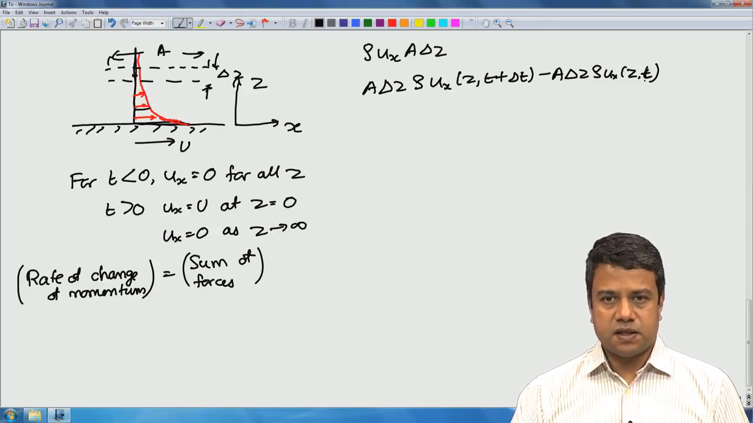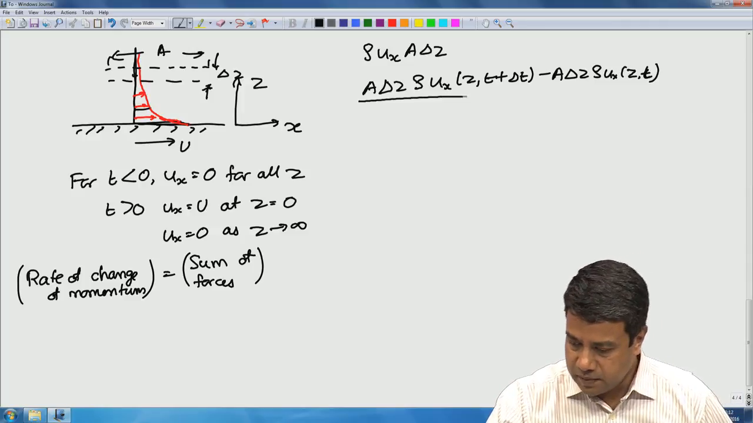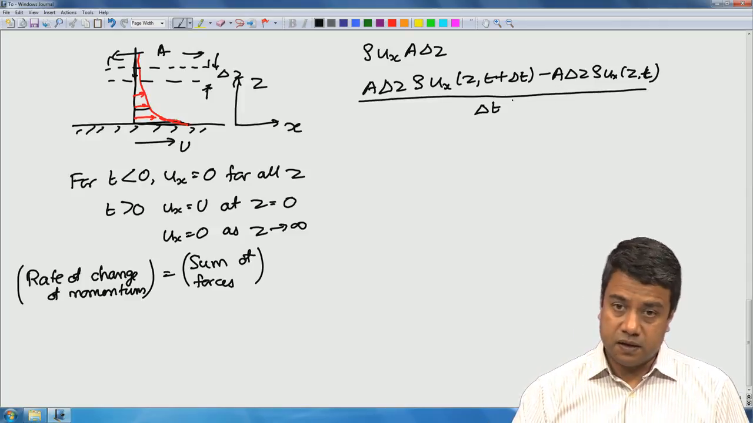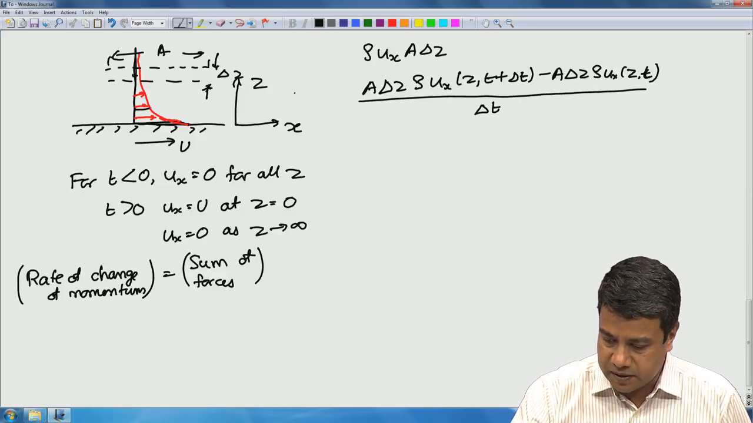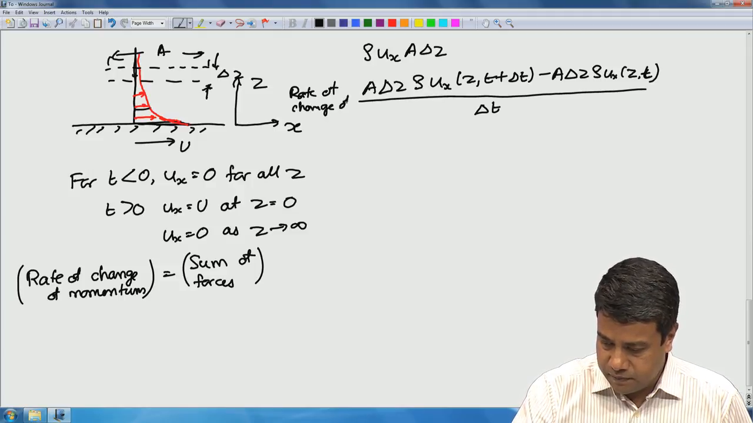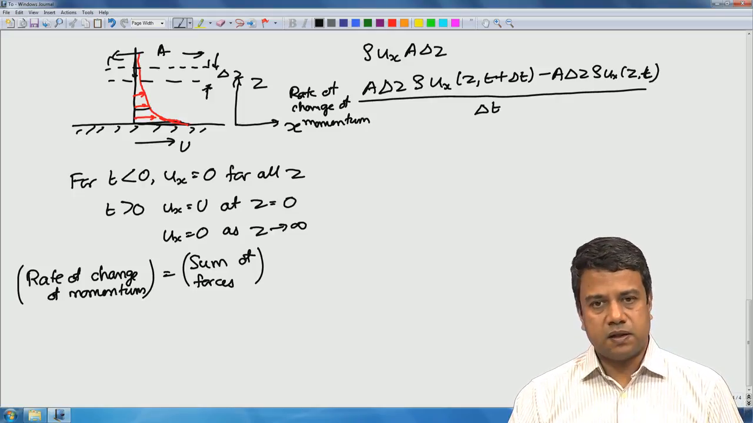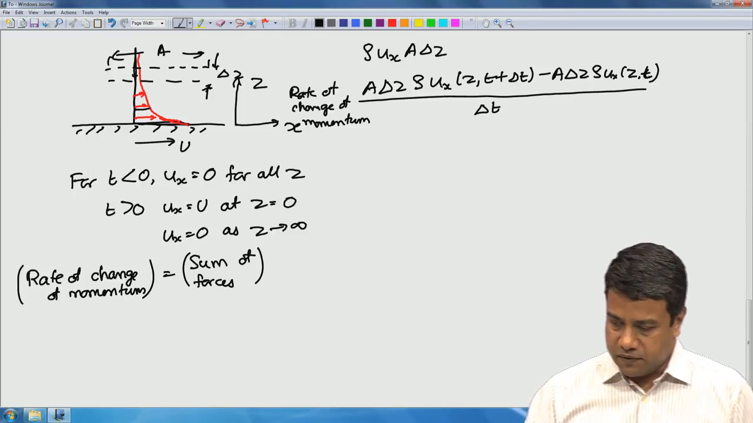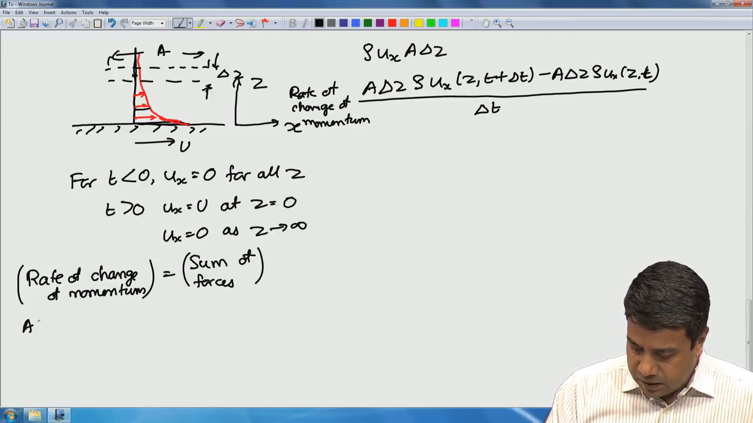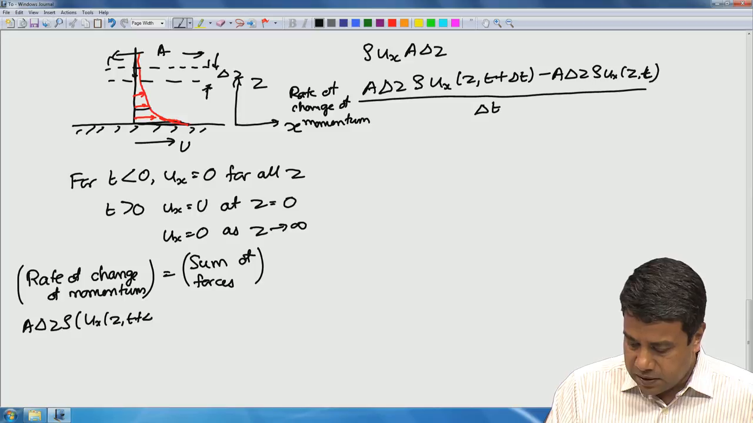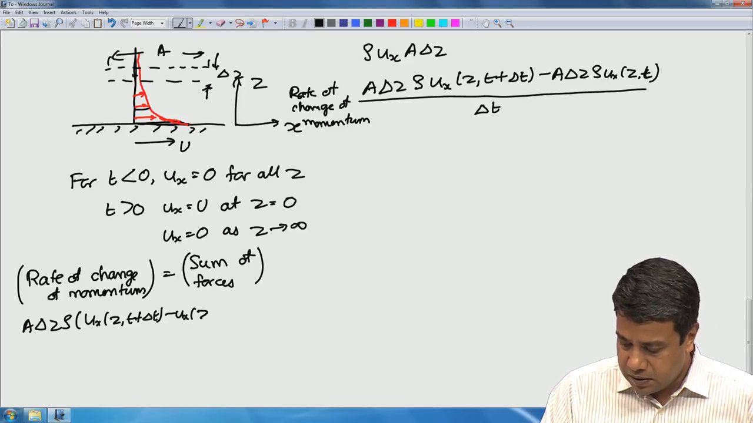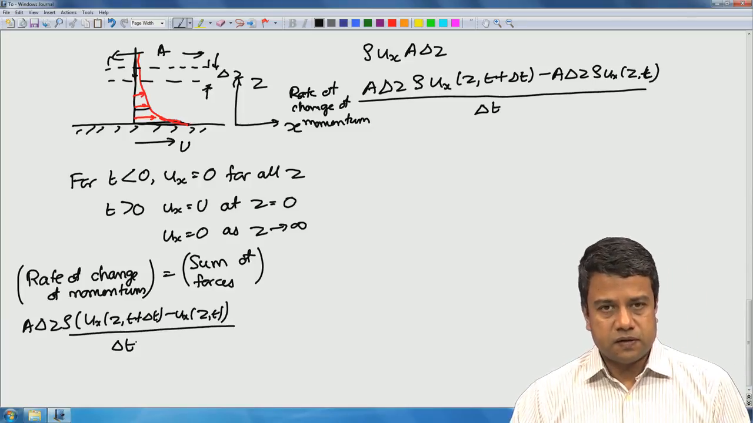That is the change in momentum. You have to divide that by the time interval delta t to get the rate of change of momentum. So, this is the rate of change of momentum within this differential volume. Therefore, it is equal to A delta z rho into ux at z, t plus delta t minus ux at z, t divided by delta t. That is the rate of change of momentum.